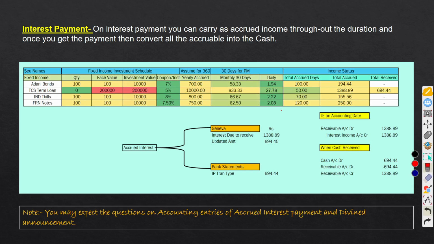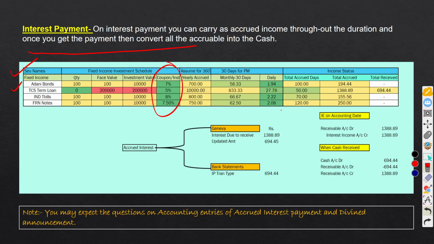Now we'll talk about interest payment. See, interest payment, you can carry as accrued income throughout the duration. And once you get the payment, then convert all the accruals into cash. All right. So this is the chart we have in place. Let's say there are security names: Adani bonds, TCS term loan, then Indian government T-bills or FRN notes, France government notes, the quantities, amount, and everything.